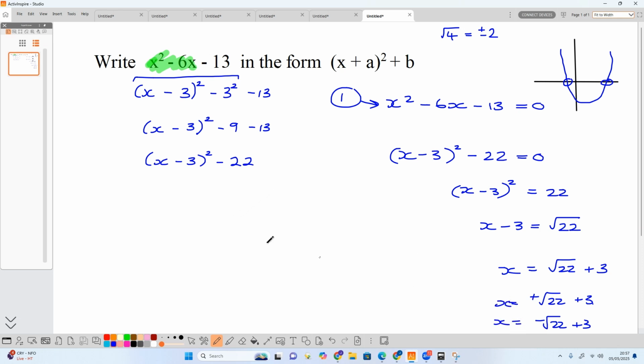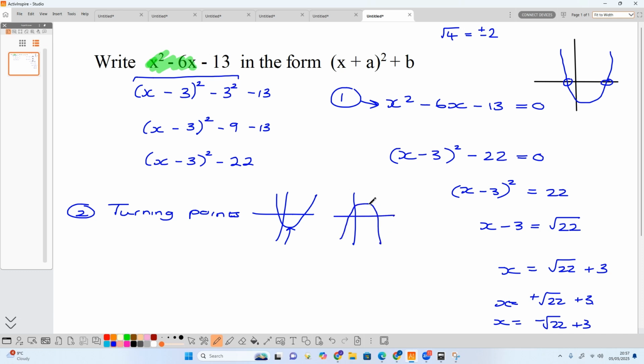Okay, the second one is working out the turning points of the quadratic graph. Now, when it's in this form, it's really easy to see what the turning point is. Now, a turning point is a minimum or maximum point on a quadratic. If it's a positive x squared, that would be your turning point, and if it's a negative x squared, then your turning point would be something up here. I mean, today we've got a minimum point because it's a positive curve. It's this shape, so we're going to have a minimum point.